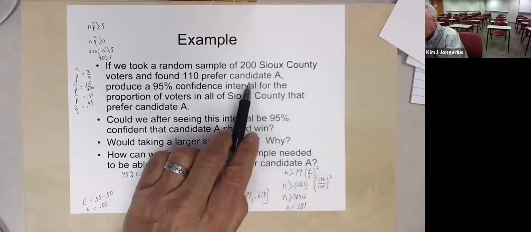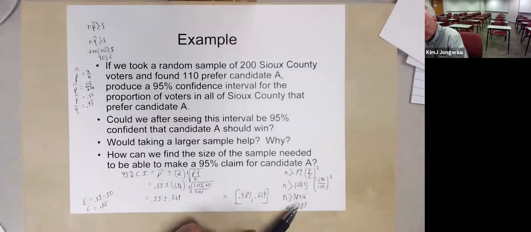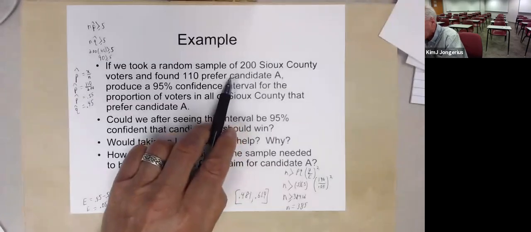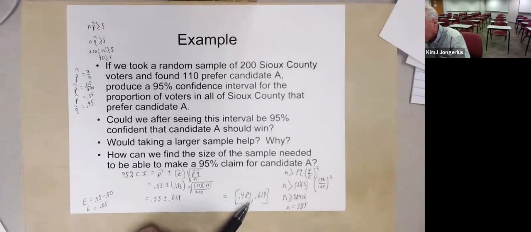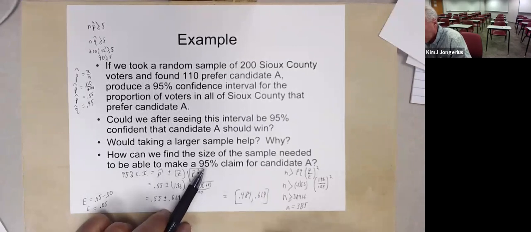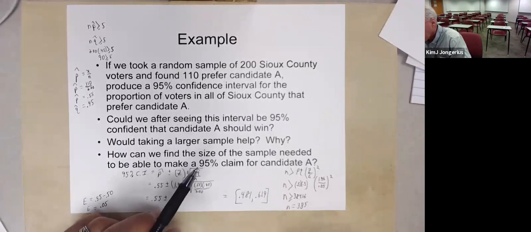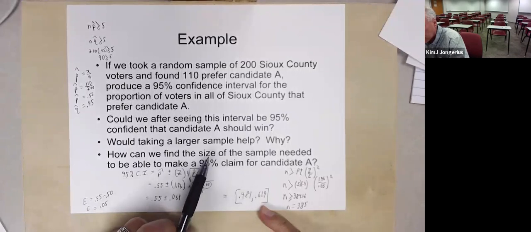I would have to go back here, rather than 200, run a new sample of 385, find out how many of the 385 prefer candidate A, and if that entire interval would be above 50%, then we would be 95% sure candidate A is going to win. Again, 95% is not an absolute guarantee, but it's a strong likelihood. If it still goes below 50%, we would not be 95% sure.